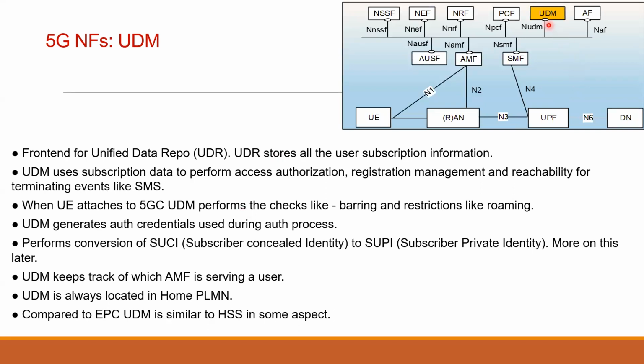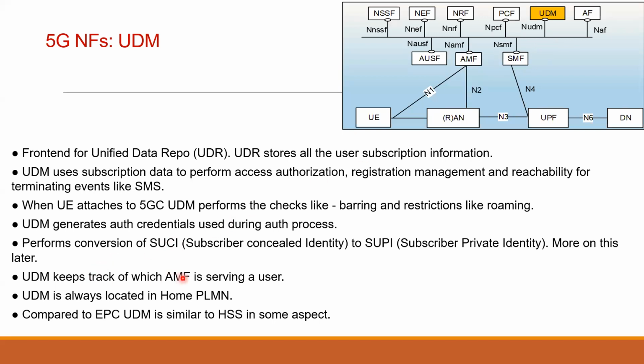The authentication keys in 5G are generated by your UDM. Another functionality is to convert SUCI into SUPI. SUCI is basically a subscription concealed identifier, and SUPI is a subscriber permanent identifier. In the next slide, we're going to see what SUPI and SUCI are. So the conversion from SUCI to SUPI is done via UDM.